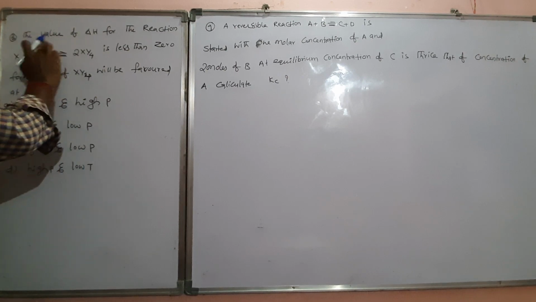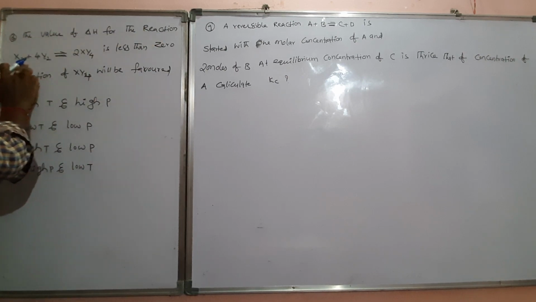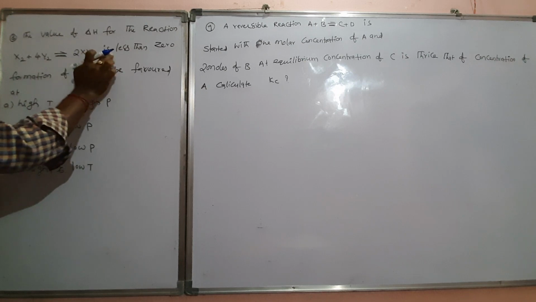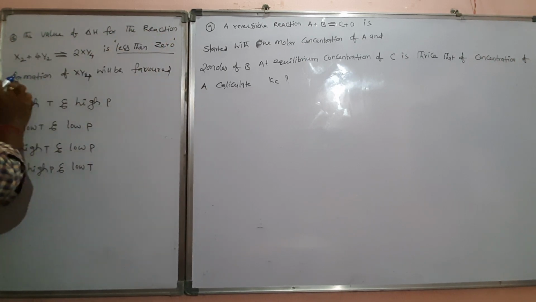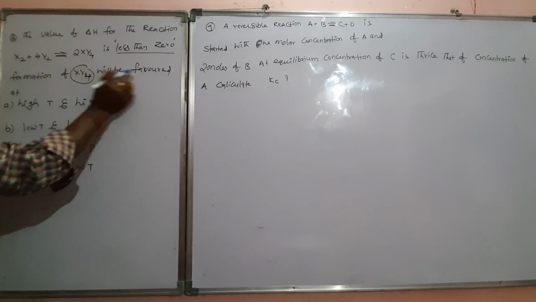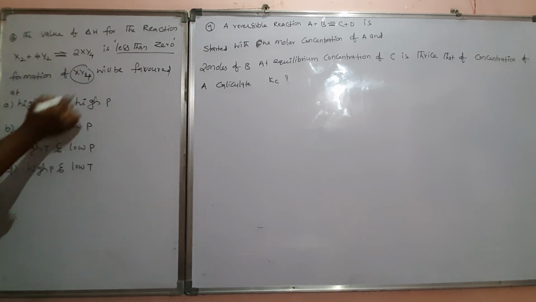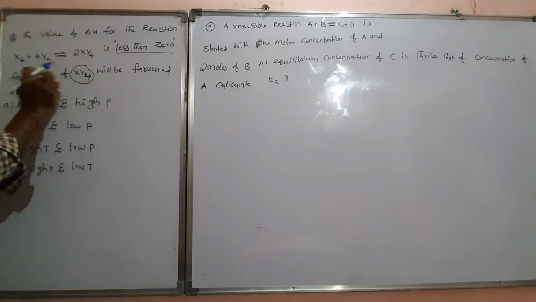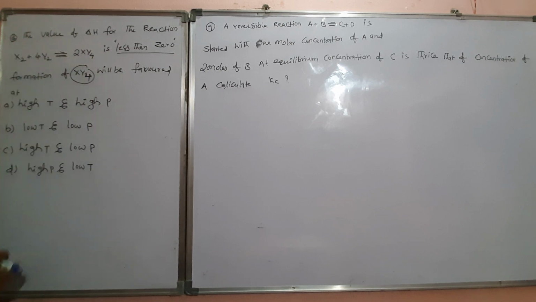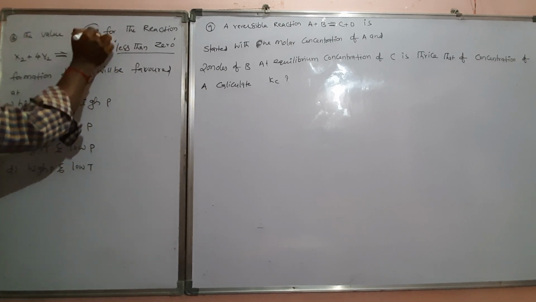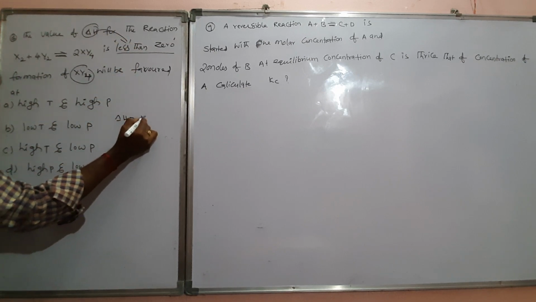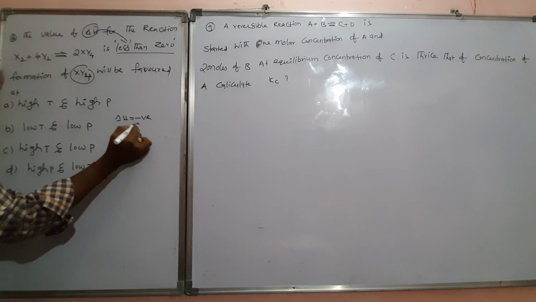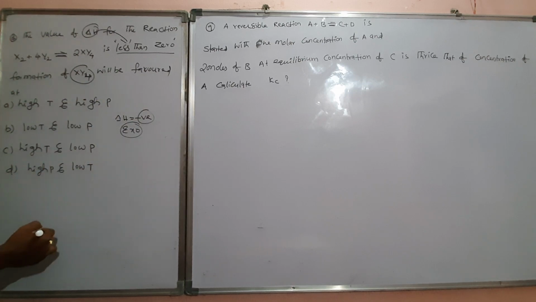So next question: the value of delta H for the reaction X2 plus 4Y2 gives 2XY4 is less than 0. Here you remember it is given less than 0. Formation of XY4 will be favored at. So here they clearly mentioned XY4, favorable factor for the formation of XY4. Means here delta H value is less than 0. Delta H value less than 0 means which type of reaction? That is an exothermic reaction. In an exothermic reaction, heat will be released.